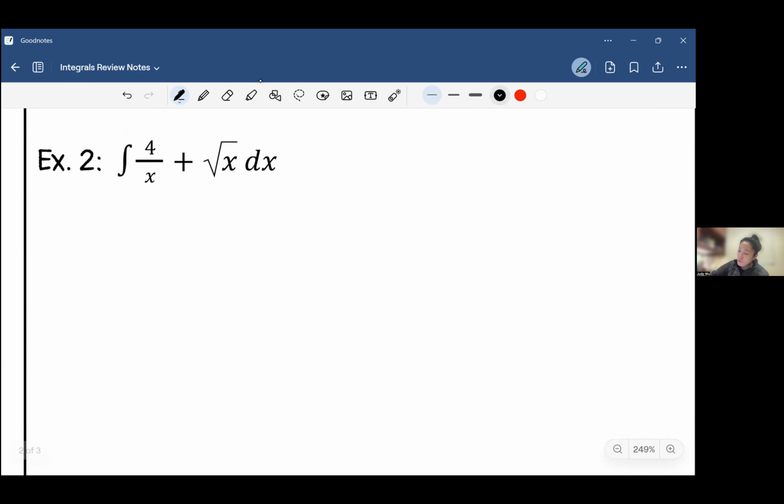Okay, so for number 2, I'm going to go ahead and rewrite this function just so we can see any powers that we might want to see a little bit better. Okay, so here's what I mean by that. I'm going to write this as 4x to the negative 1. Because we have that x in the bottom, we want to think about that power being 1, but when we move it up to the numerator, it's going to be the power of negative 1.